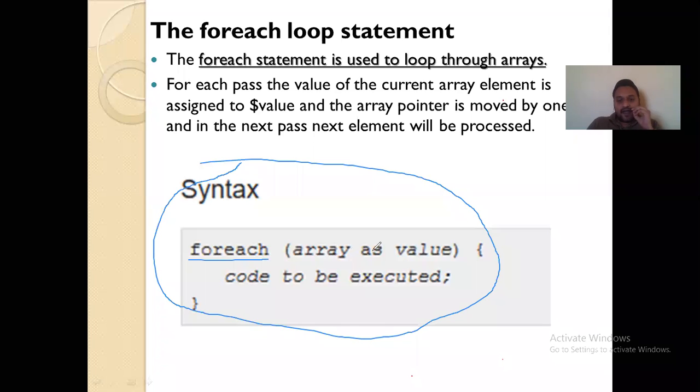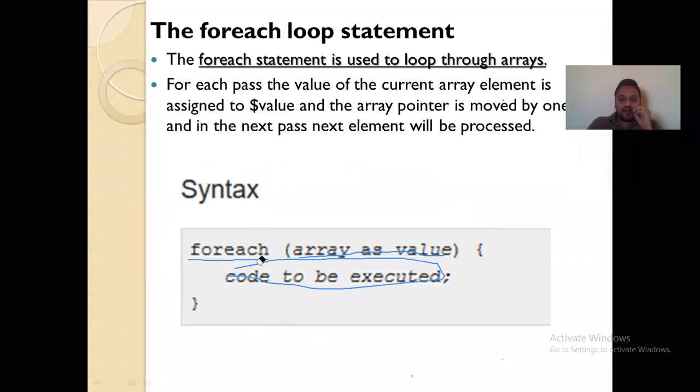Okay. So array as value. This has to be written over here. Okay, and then in the body of this foreach loop, you have to write the code to be executed. Understood? So now we will see one simple example of how to write this particular program by using the foreach loop.